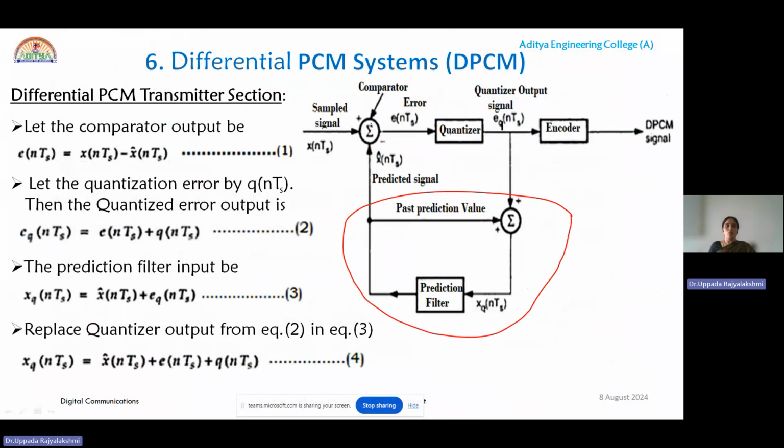And here we are using a comparator. The comparator compares the present sample value with the past sample value, and some error will be produced, which is called e of nTs. That error, the difference between the samples, is quantized, and you will get the quantized output signal as e suffix q of nTs.